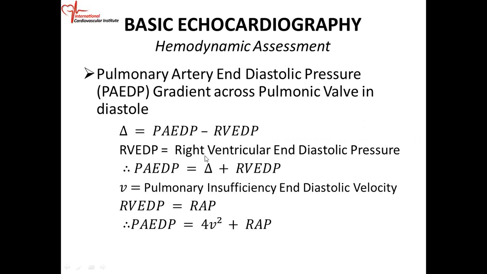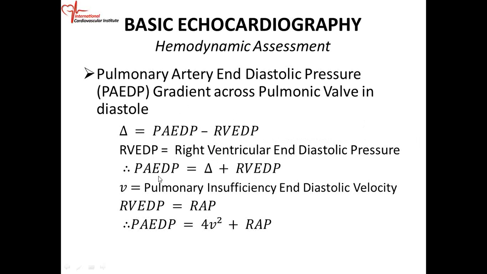The gradient you can get using the modified Bernoulli principle or equation, because once you get the velocity of your PI, you square it, you multiply it by 4, you get the gradient. Your right ventricular end diastolic pressure is the same thing as your RA pressure. We have a separate lecture to talk about RA pressures. So once you know your gradient, you can calculate your PA end diastolic pressure.